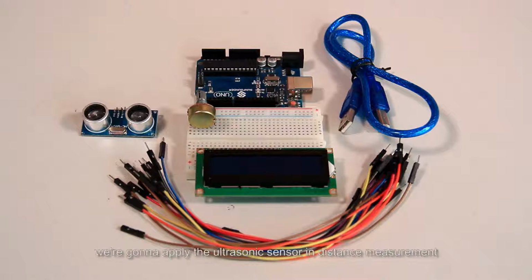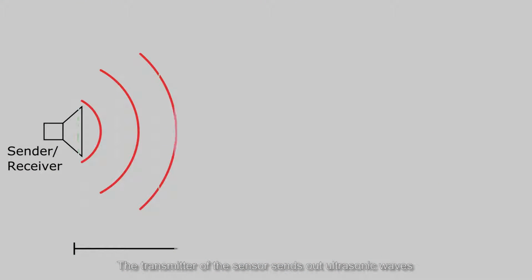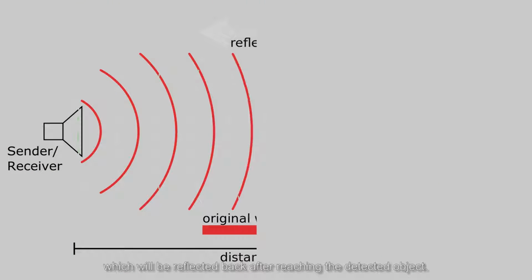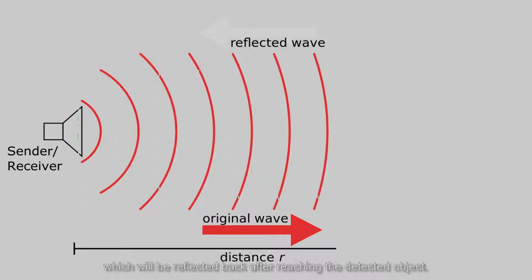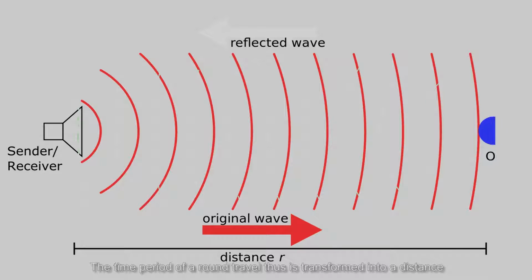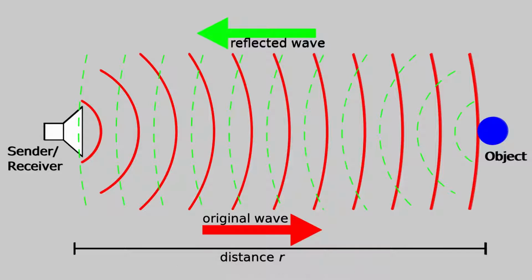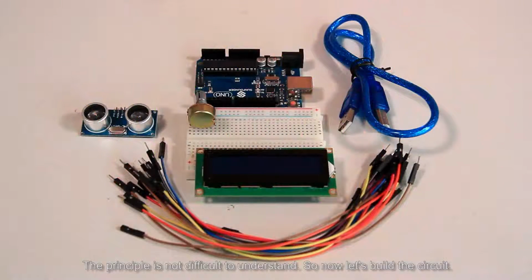In this experiment, we're gonna apply the ultrasonic sensor in distance measurement with the results shown on an LCD. The transmitter of the sensor sends out ultrasonic waves, which will be reflected back after reaching the detected object. Then the receiver gets the waves. The time period of a round trip thus is transformed into a distance, which then is shown on LCD1602. The principle is not difficult to understand, so now let's build a circuit.